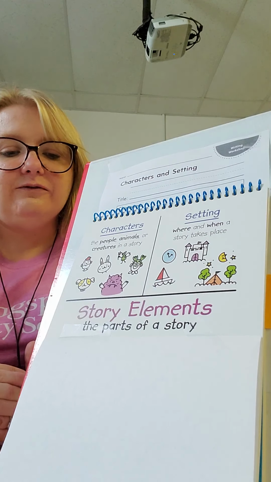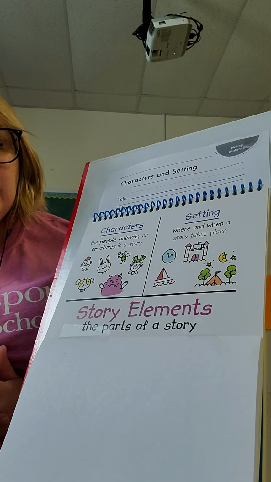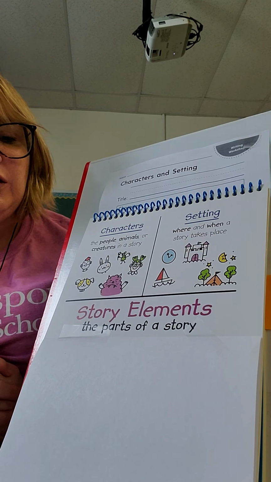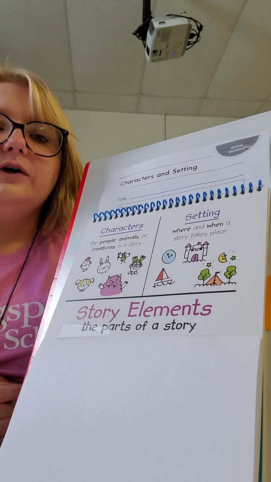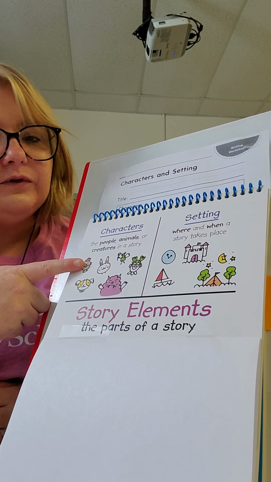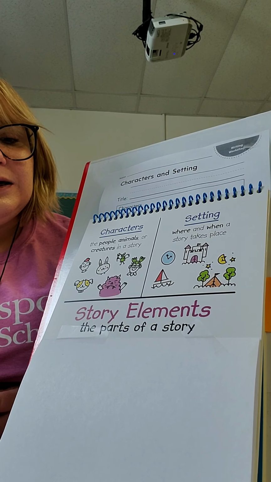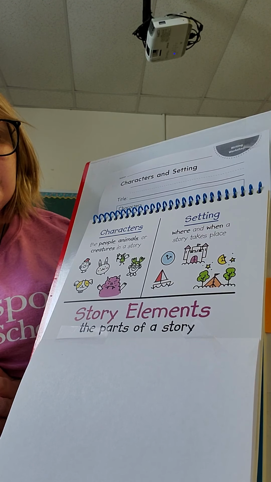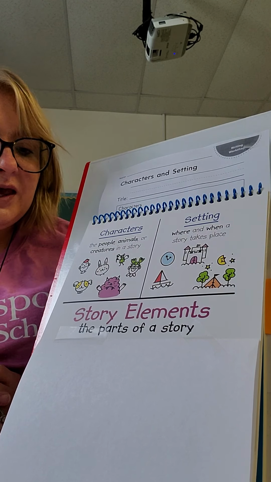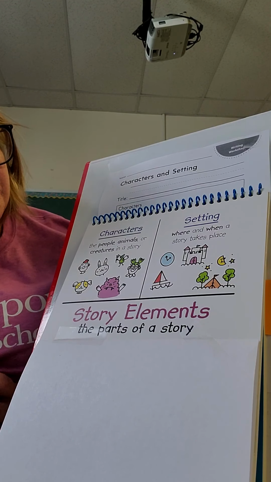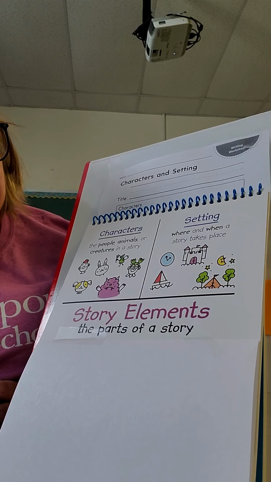So today we are going to take a look at a couple of story elements. We are going to look at character, and we're going to look at setting today. The first part of a story usually tells who the story is about, and these are the characters. So the people, animals, or creatures in a story.